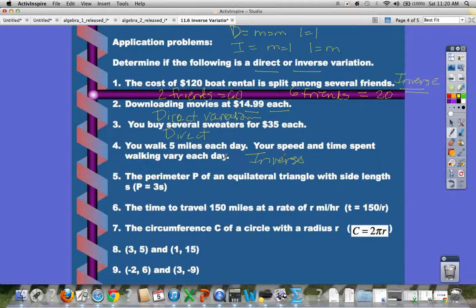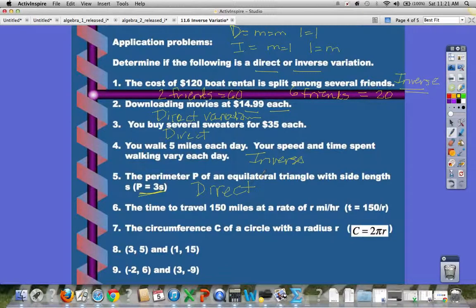All right, the perimeter P of an equilateral triangle with side length S. There's the formula for that. Okay, is that inverse or direct variation? Well, they give us a formula, but every single side of an equilateral triangle is the same, so that doesn't change. So the only thing that you've got is your perimeter. So this one would be a direct variation.